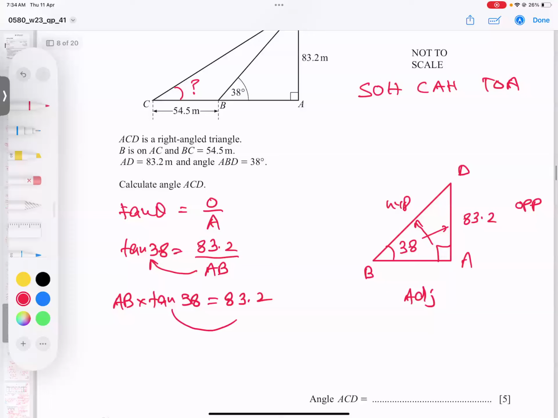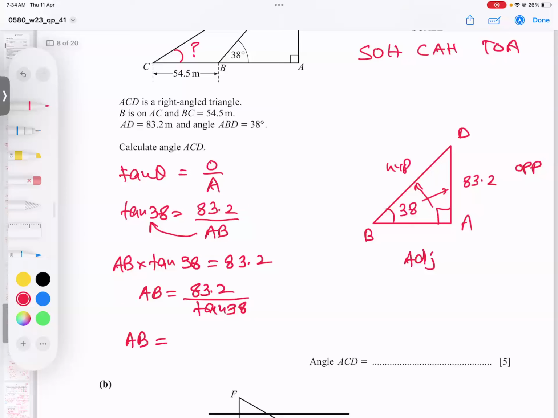So now this tan 38 will divide. When it divides there, students, it will become 83.2 divided by tan 38. And if you type this in the calculator, what is it giving us for AB? Hold on, let me write it down. I'm typing in the calculator. So AB is coming to 106.49 meters. Okay, so this is clear.